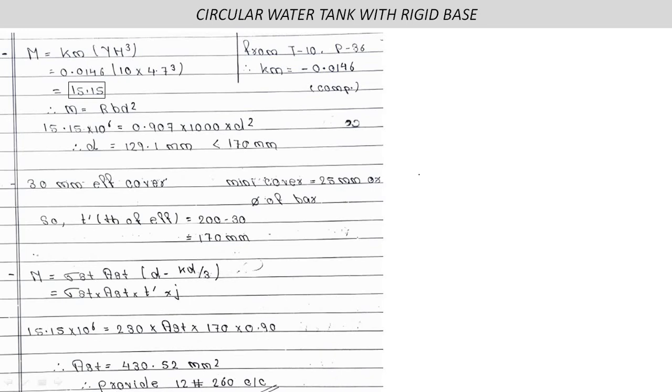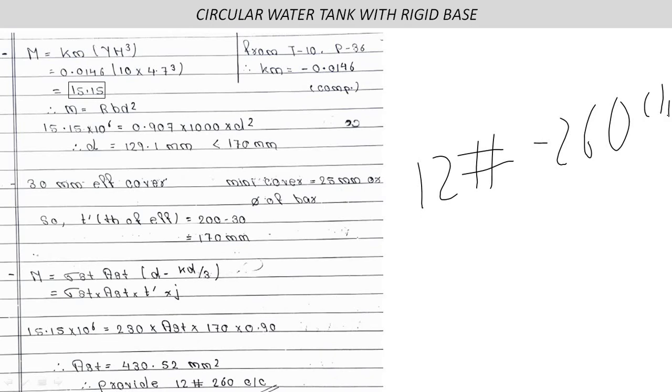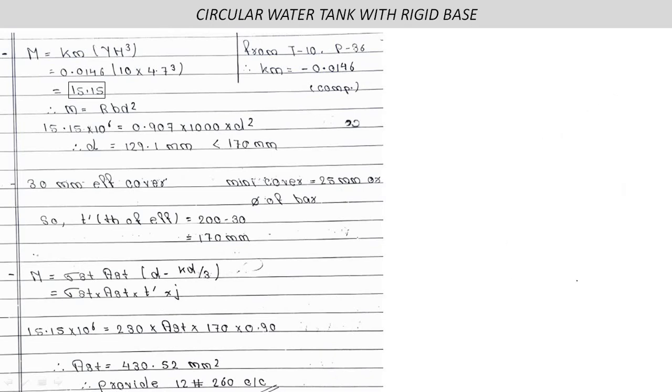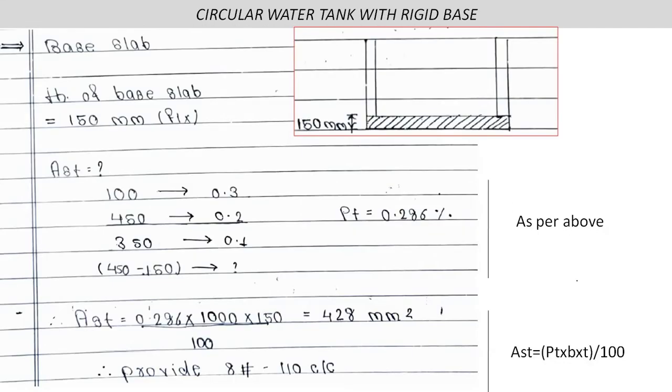and we have provided 12 dia, 260 center to center, which is less than 300, so it is okay. So we have provided 12 dia, 260 center to center as the steel for the vertical portion. So now let us move to the base one.